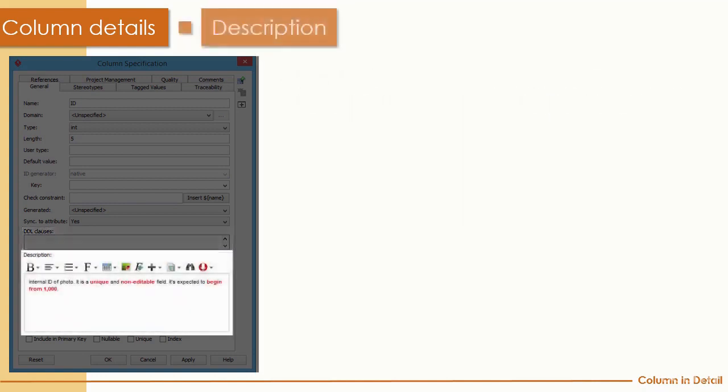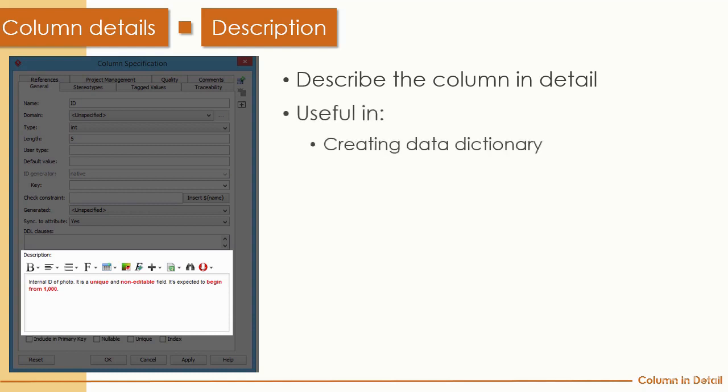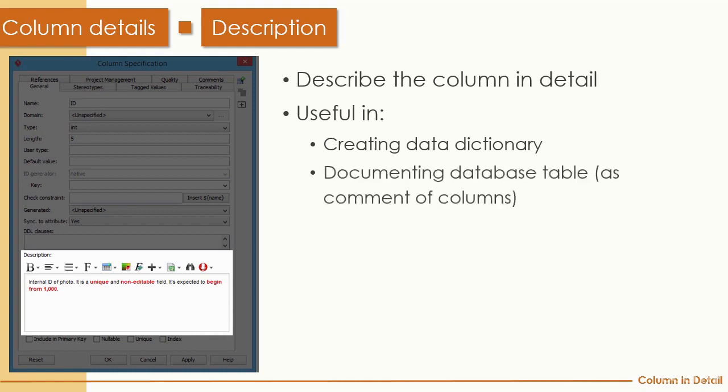Under the DDL clause, you see the description. It is rich text for you to describe the column in detail. It is useful when you are creating a data dictionary, so your reader can understand what this column is used for. And when you generate a database table, it will show as a comment. So if you generate the DDL, you will see the description entered here as a comment.